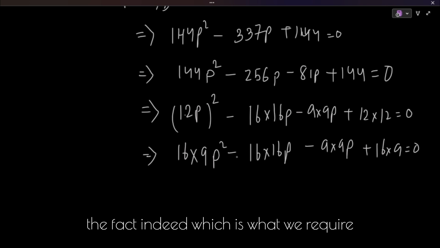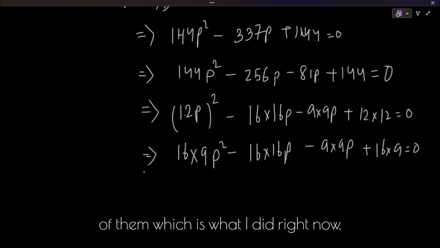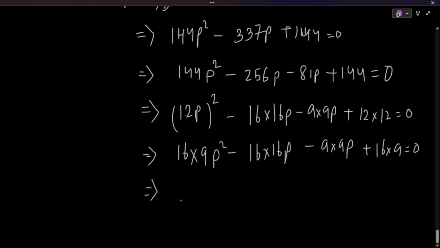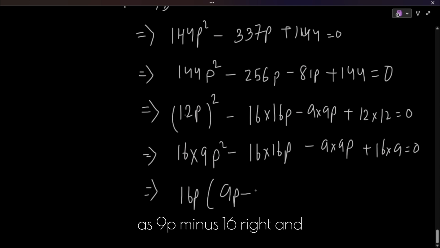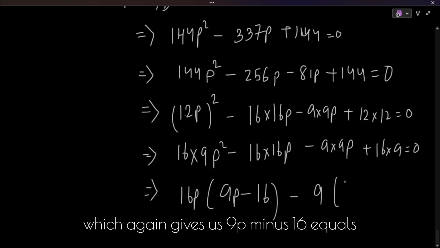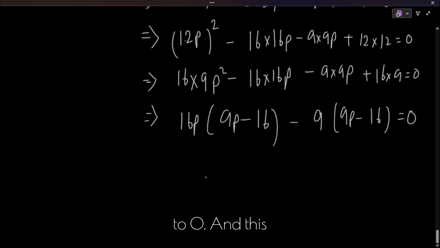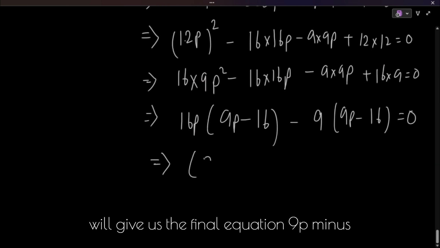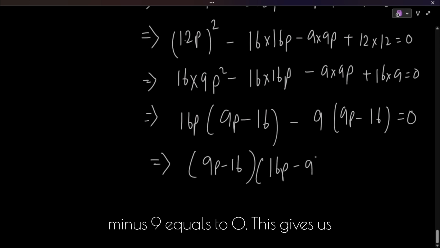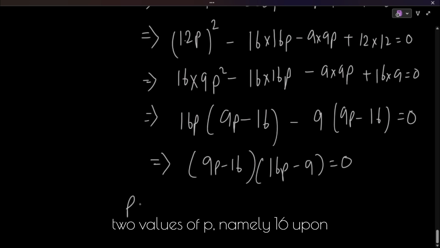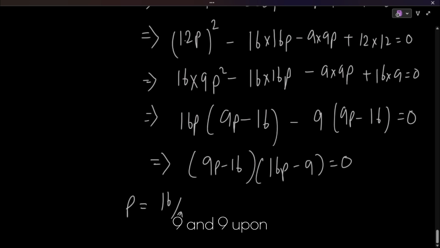And to derive that 12 into 12 is 16 into 9, or to realize that this is the fact indeed, which is what we require, we simply have to factor out both of them, which is what I did right now, right? Okay, so now take 16p common. We can clearly see what is common. This one comes as 9p minus 16, right? And from here, I think we only take 9 common, which again gives us 9p minus 16 equals to 0. And this will give us the final equation, 9p minus 16 whole into 16p minus 9 equals to 0. This gives us two values of p, namely 16 upon 9 and 9 upon 16.